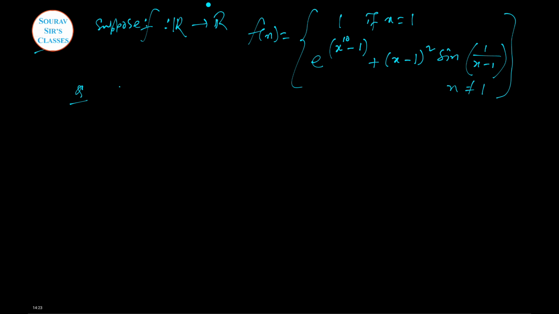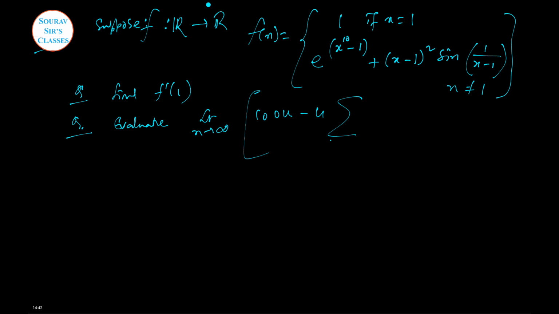So the first question is find f dash 1, question 2 is evaluate limit x tends to infinity of 100 u minus u summation of k equal to 1 to 100 f of 1 plus k by u. This one is the question. So the second one is a little bit challenging. We'll start with the first one. Let's see what happens.